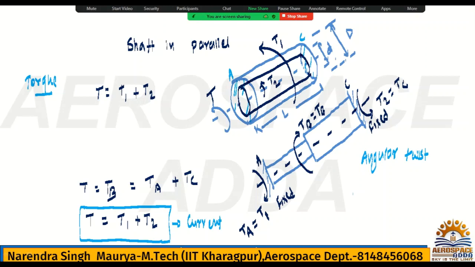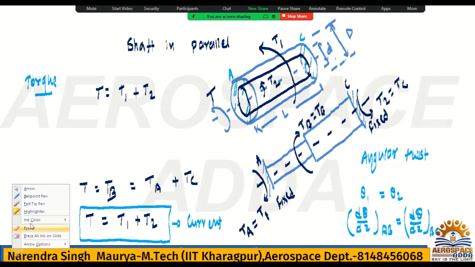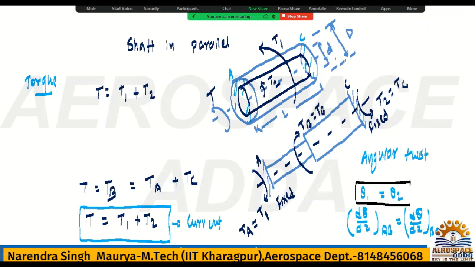Twisting will be constant here, so it will be theta, you can say at this is T1, so here twisting will be theta 1, and here it is T2, so here twisting will be theta 2. You can write d theta by dz at point A to B is equal to d theta by dz at point BC. This is analogy to the voltage in parallel circuit. So angular twist here is constant. For single marks they are asking this, so always remember this.